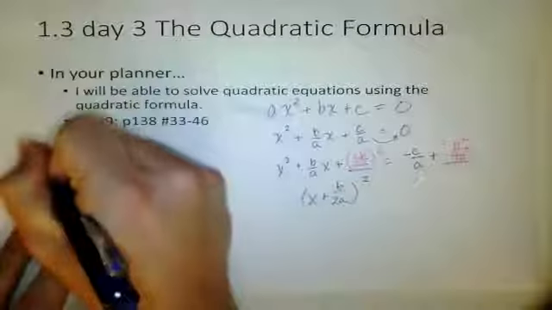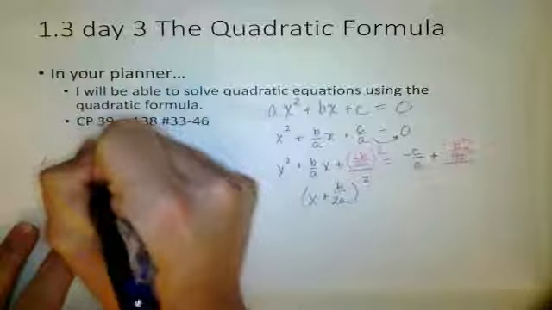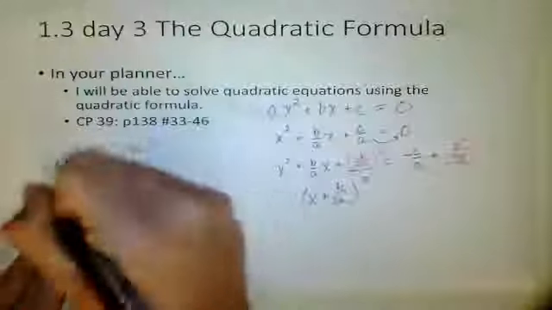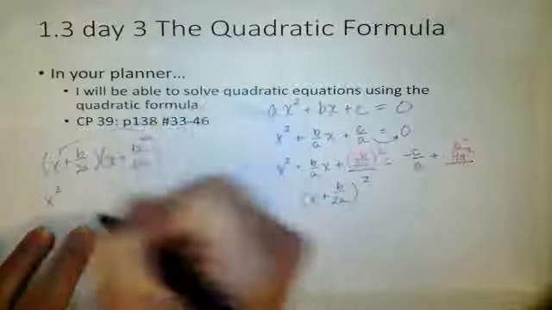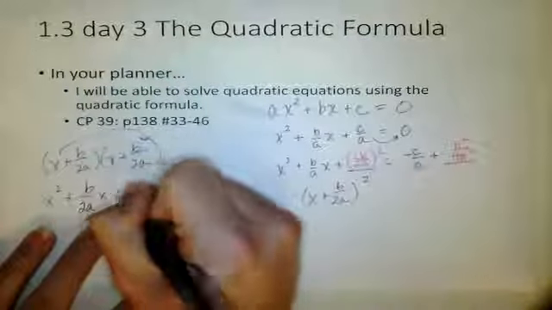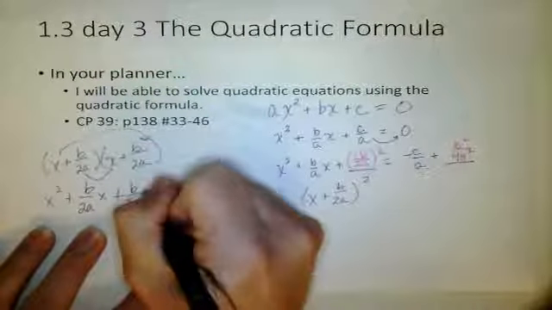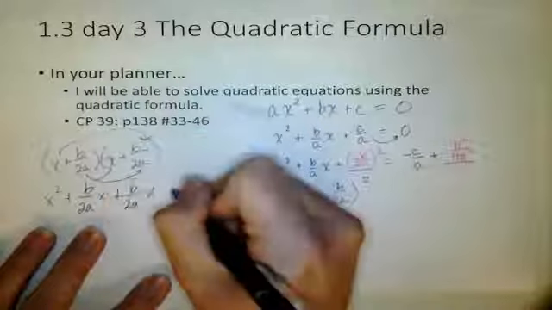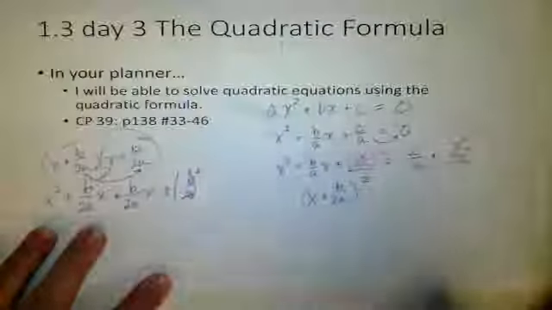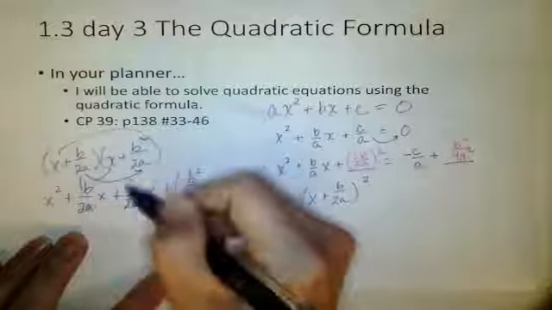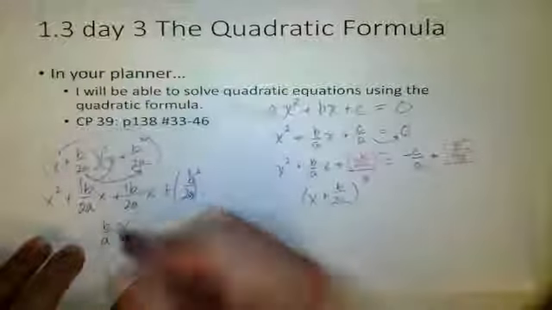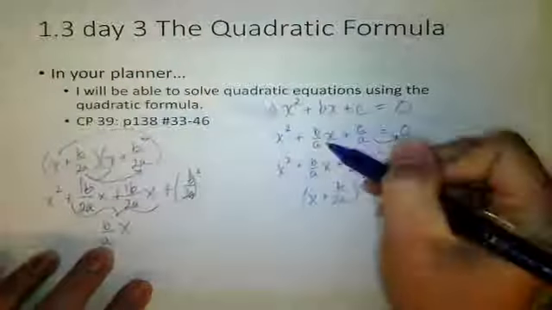And so if I were to write this out 2 times and actually try to FOIL it out, x times x is x squared. This becomes b over 2a x, and then another b over 2a x, and then last times last is b over 2a quantity squared. Okay. And this is sort of like 1/2 plus 1/2 equals 1 whole thing when you combine those together. So that's where that comes from. Okay.